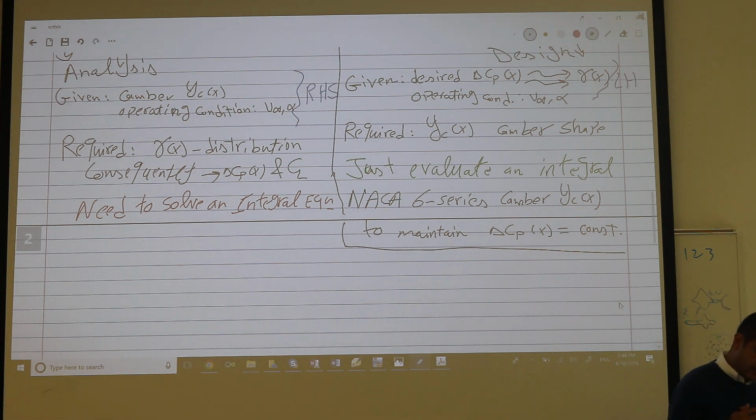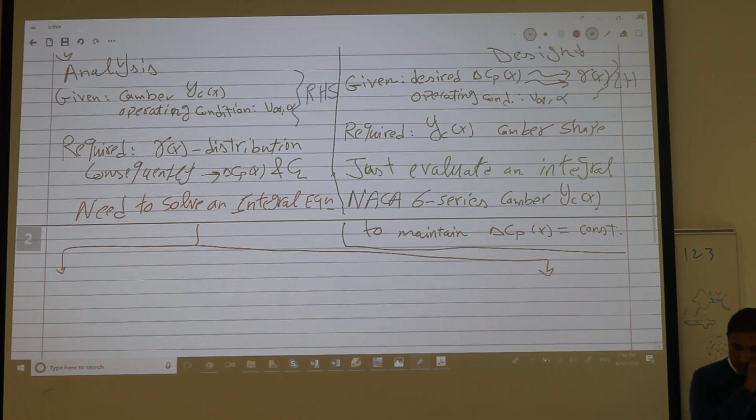So let's do analysis, because design is easy. You will have a homework problem. Let's do some analysis. Solving an integral equation is not an easy thing to do. Any question? Sometimes we have a very useful formula that is not very well known. It's called the Söngin inversion formula.